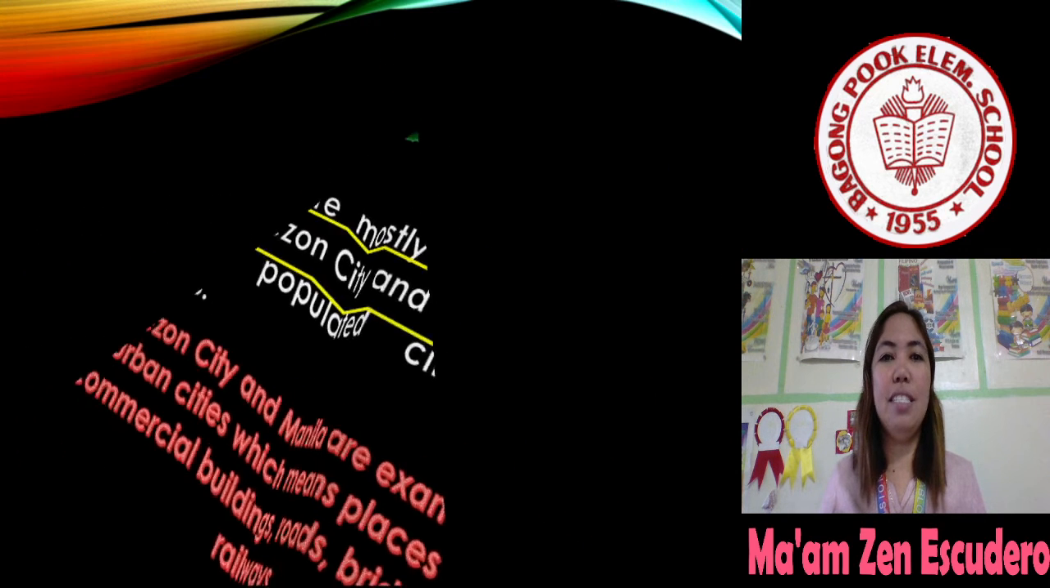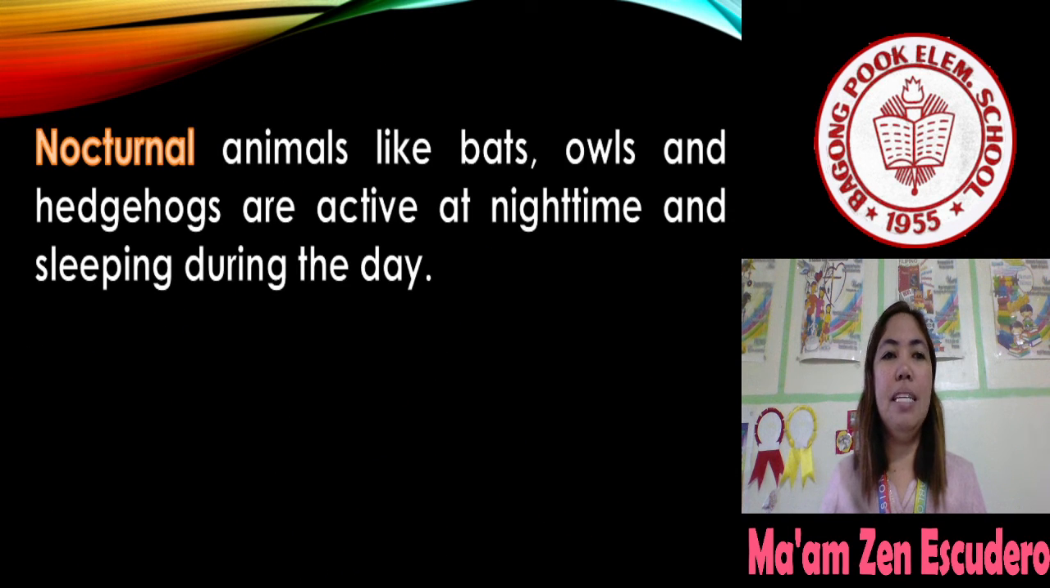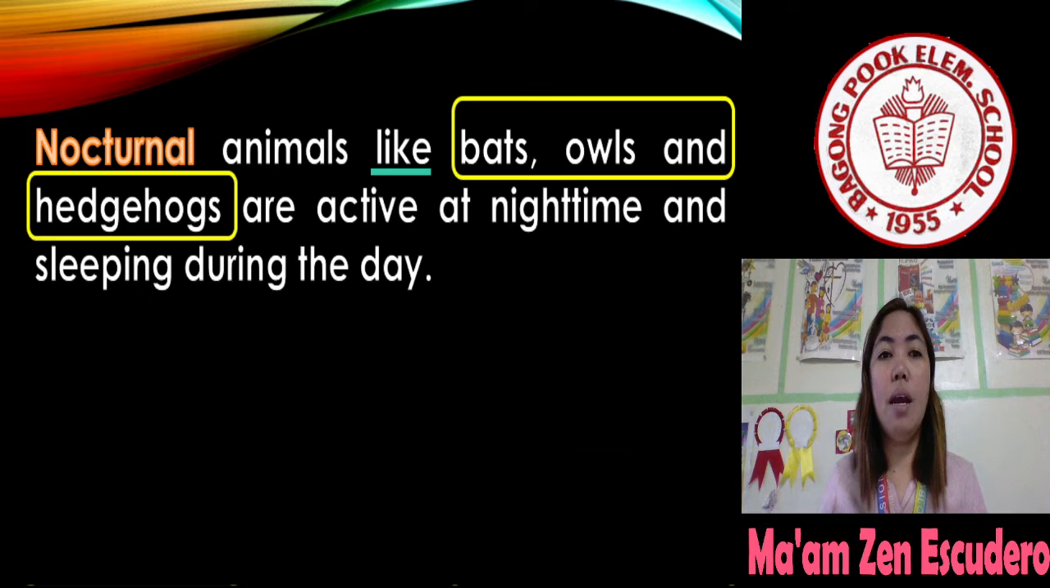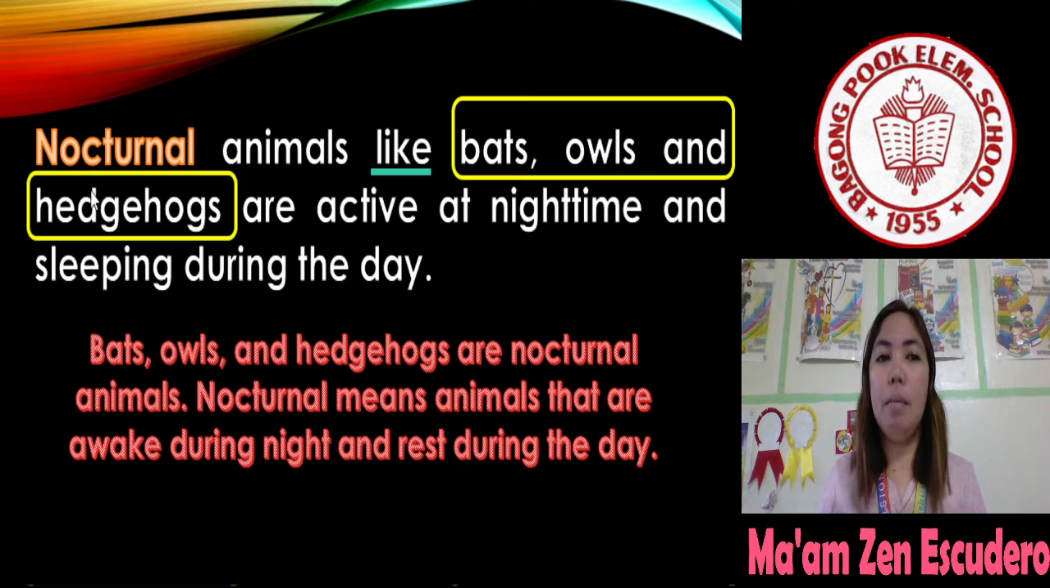Let's go to the third sentence. Let's read. Nocturnal animals like bats, owls, and hedgehogs are active at nighttime and sleeping during the day. Do you know what are nocturnal? It's unfamiliar, right? But the author gives us a signal word, which is like. And some examples of nocturnal animals are bats, owls, and hedgehogs. From here, we will learn that bats, owls, and hedgehogs are nocturnal animals.